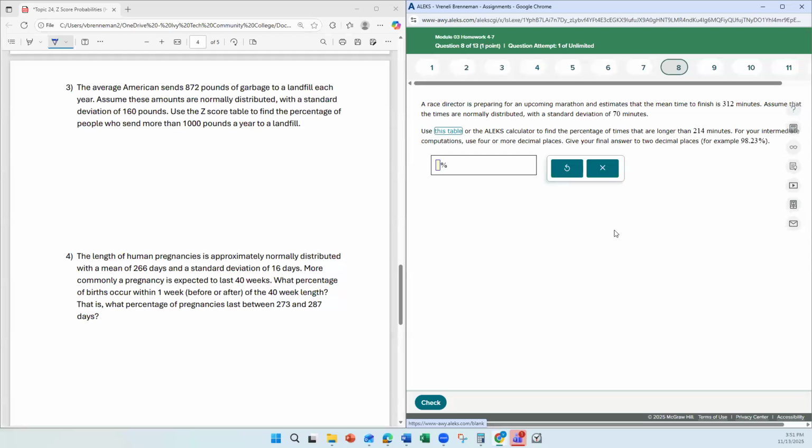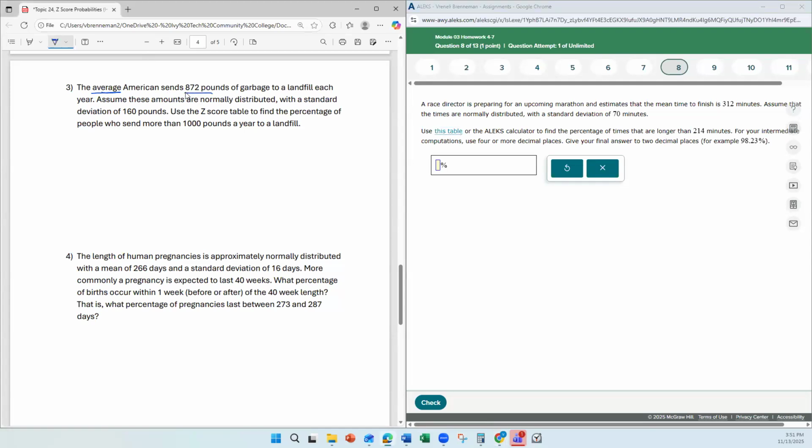You're then going to look up the z-score, find the area, and make sure that you do the right thing with the area to answer the question that was asked. Draw a picture of the little normal curve. That helps. So first example here, number 3, we have the average American sends 872 pounds of garbage.